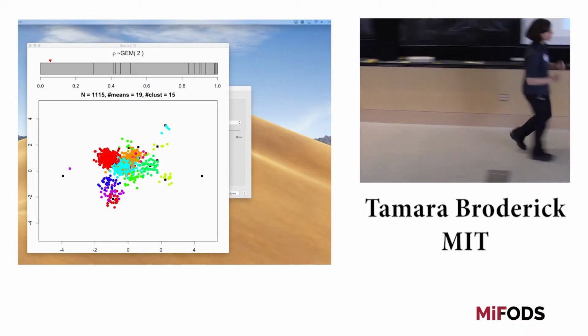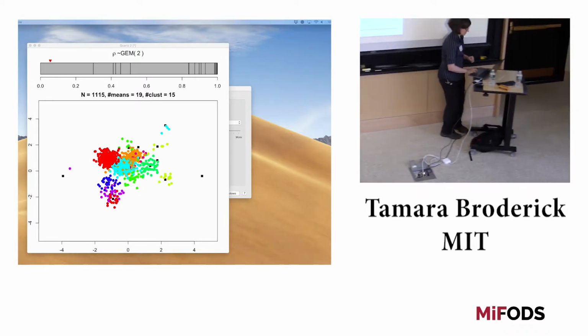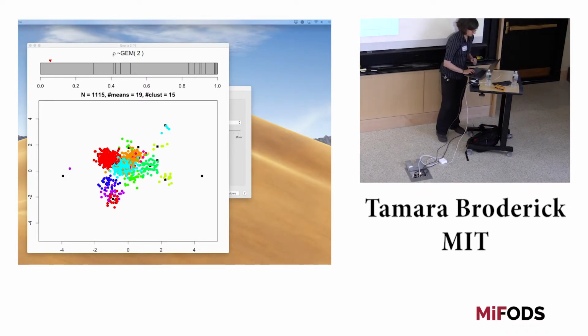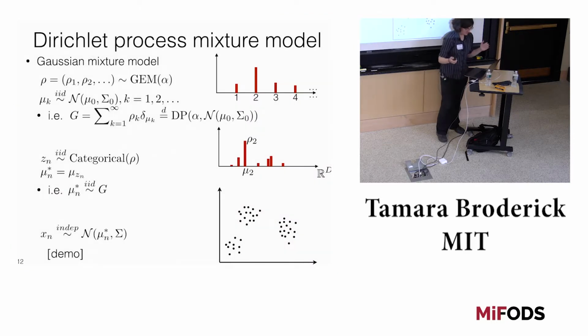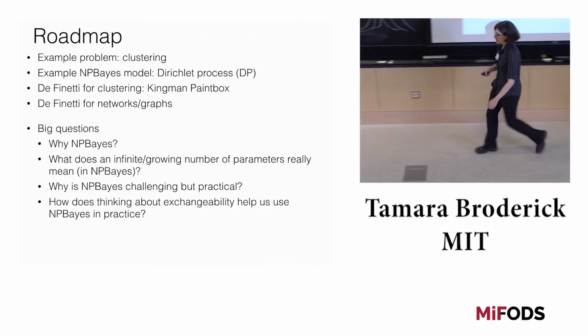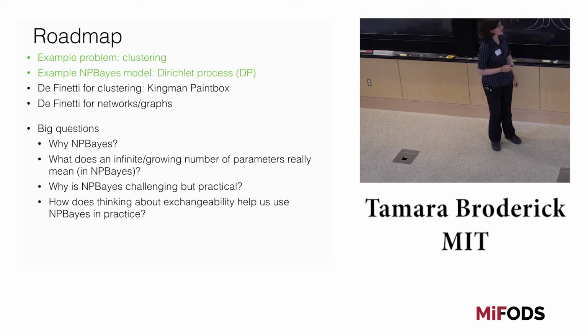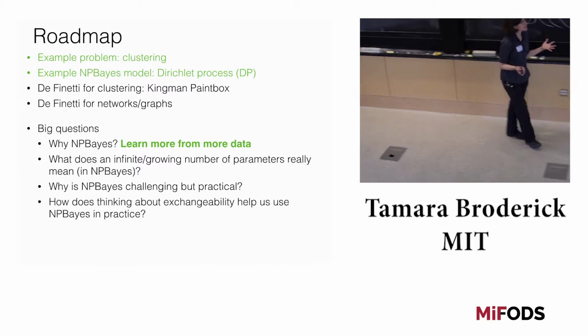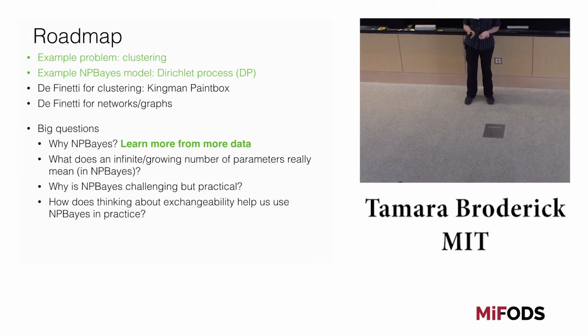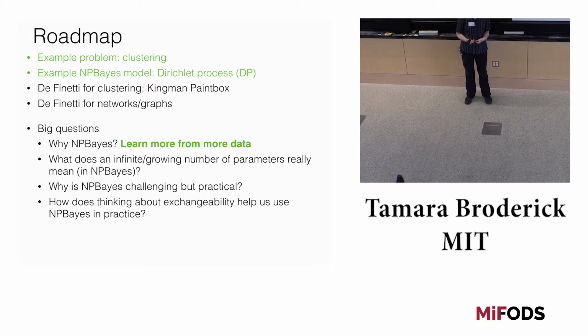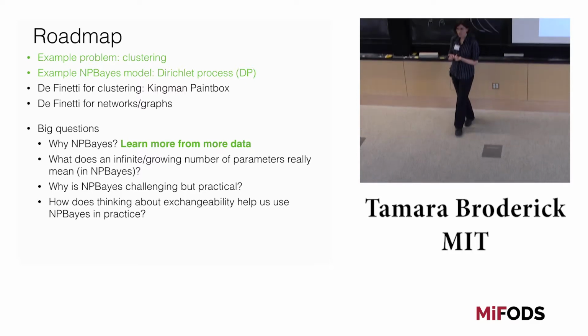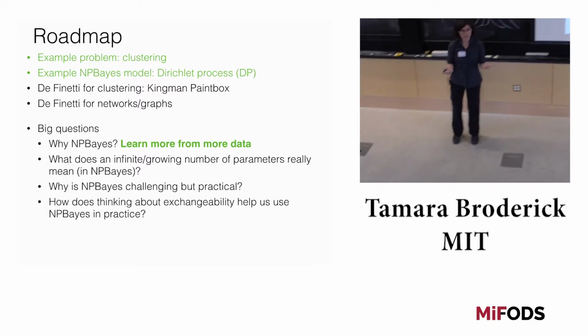Cool. Okay, so at this point, we've defined a Dirichlet process. Let's just recap where we are. We've talked about clustering, we've defined a Dirichlet process, and we've started to answer these questions. Why nonparametric Bayes? We would like to learn more from data as we get more of it. We'd like to have these flexible models where the number of clusters can actually change as we get more data.